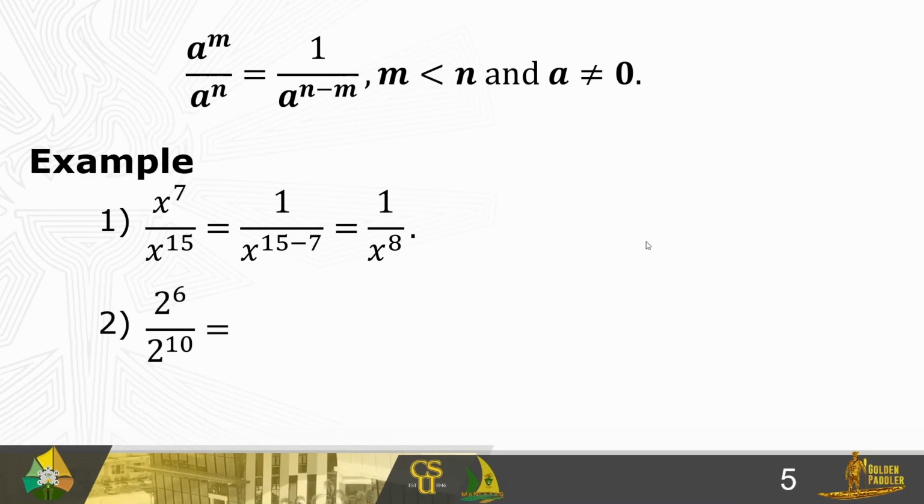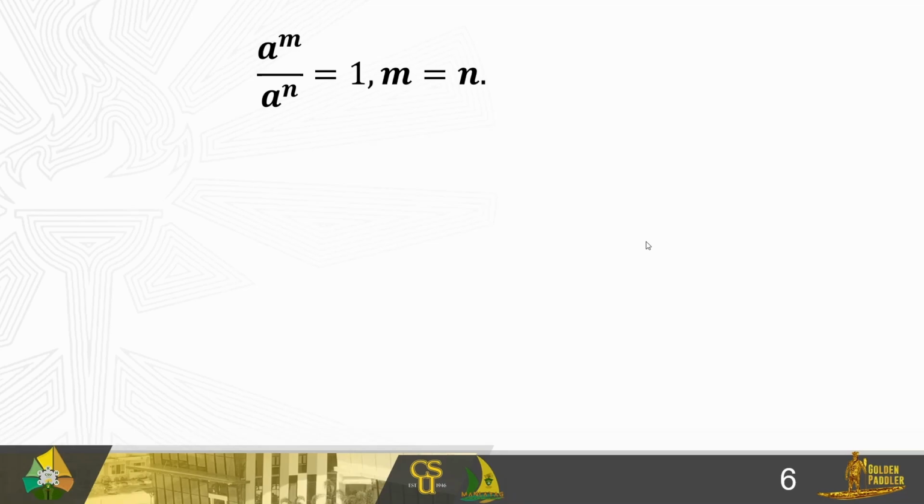Another example, 2 to the power of 6 over 2 to the power of 10, since the exponent of the numerator is less than the exponent of the denominator, so we are going to apply this rule. So we have 1 over 2 to the power of 10 minus 6, which is equal to 1 over 2 to the power of 4, and multiplying 2 by itself 4 times, so we have 1 over 16.